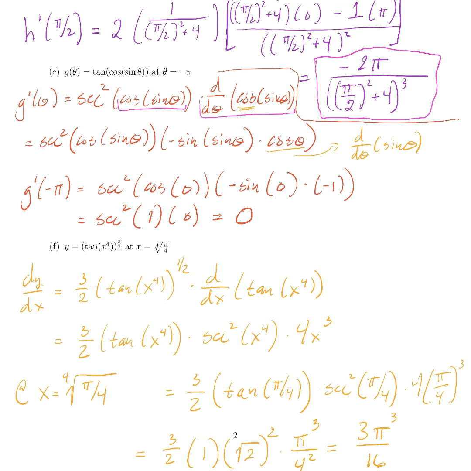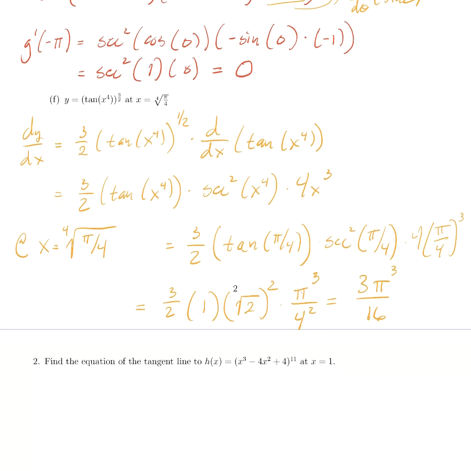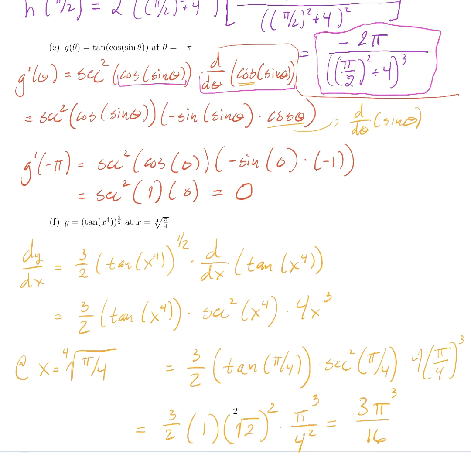Okay, and we want to know the slope of the tangent line at negative pi. So everywhere we see a theta, replace it with a negative pi. Sine of negative pi is 0. Cosine of negative pi is negative 1. And we simplify to secant squared of 1 times 0. But I don't know what secant squared of 1 is, but if I multiply it by 0, I get 0.